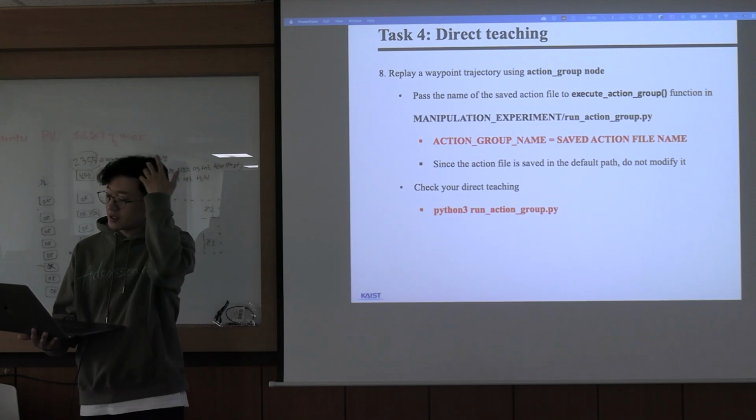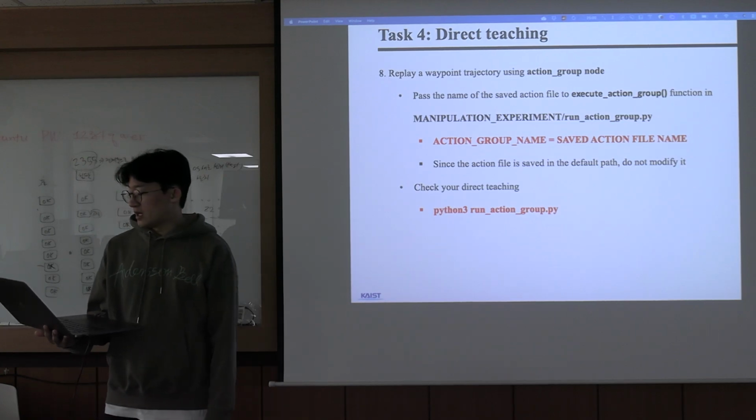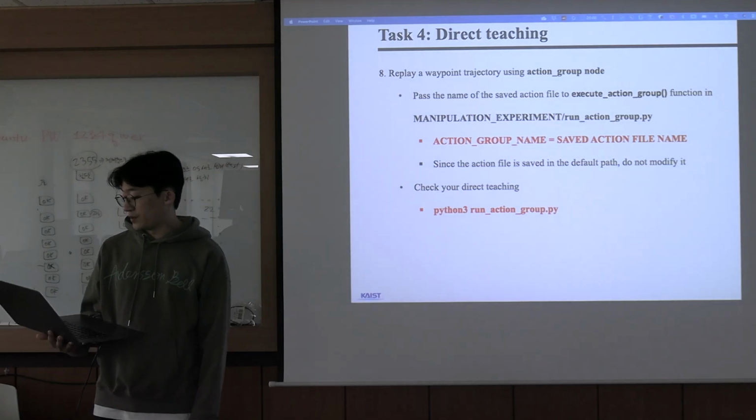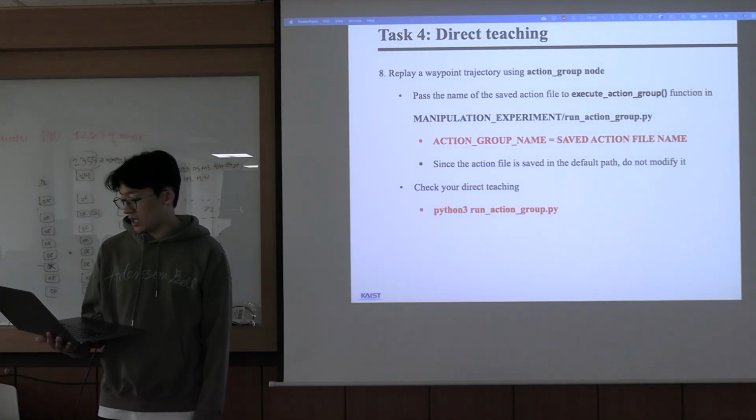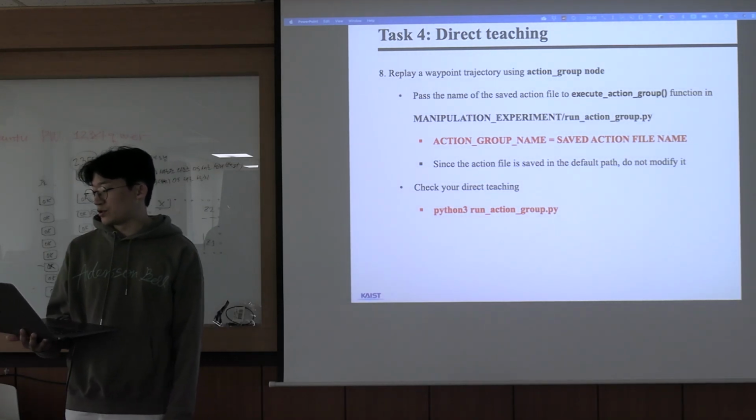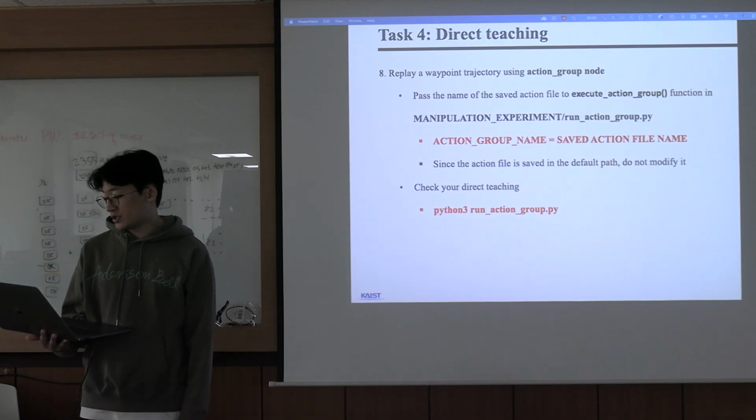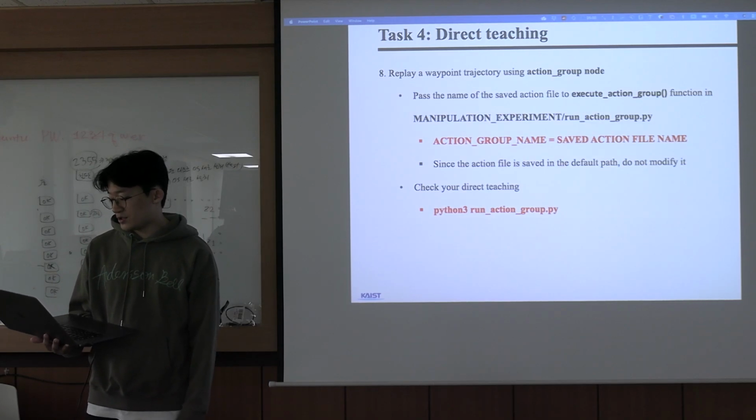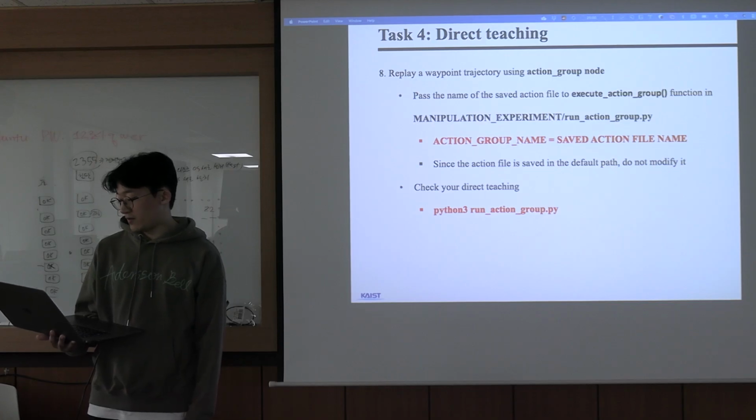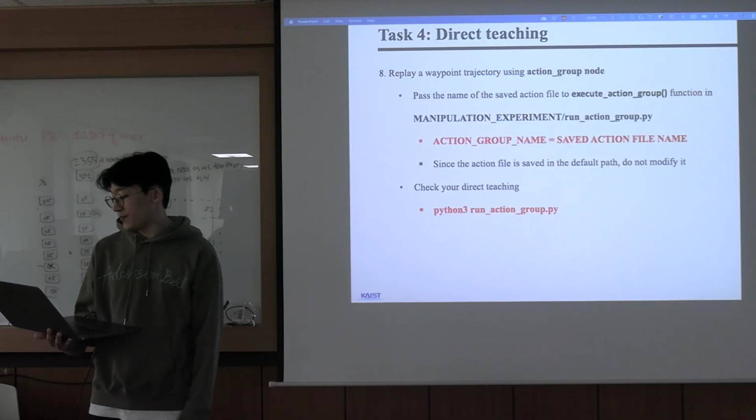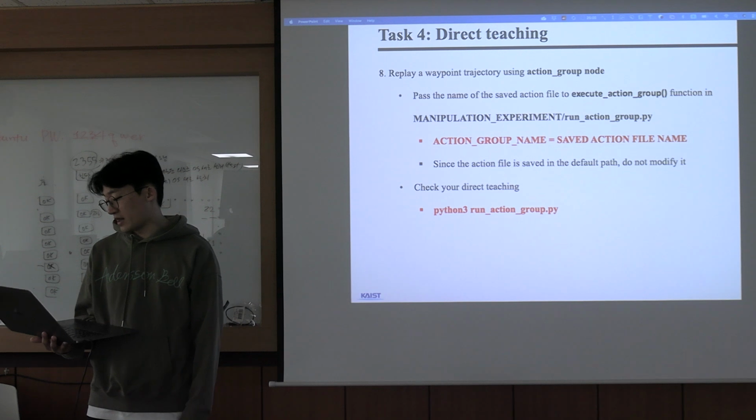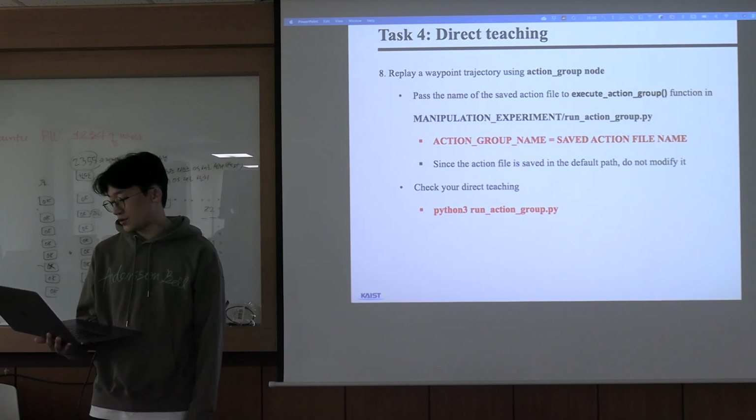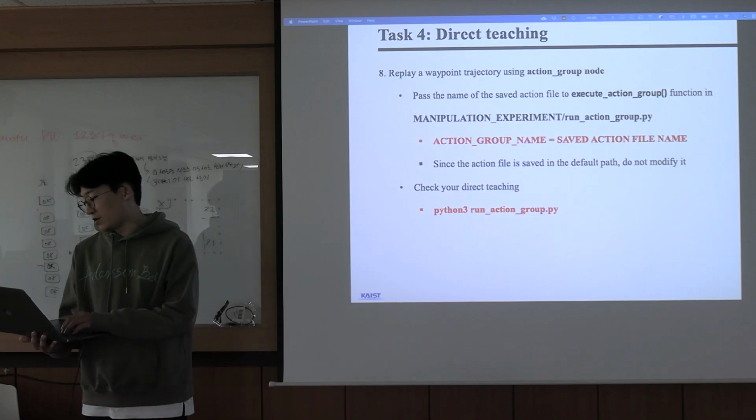In the last step of direct teaching, we can replay a saved waypoint trajectory using the action group node. To do this, pass the name of your saved action file to the function execute_action_group inside runActionGroup.py. Since the action file is already saved in the default directory, please do not change the path. Finally, run the command python3 runActionGroup.py to check and replay your direct teaching.